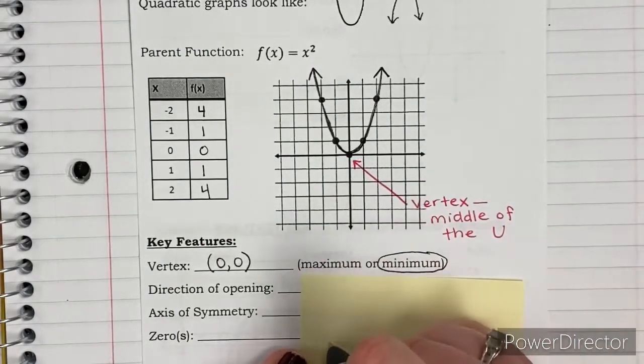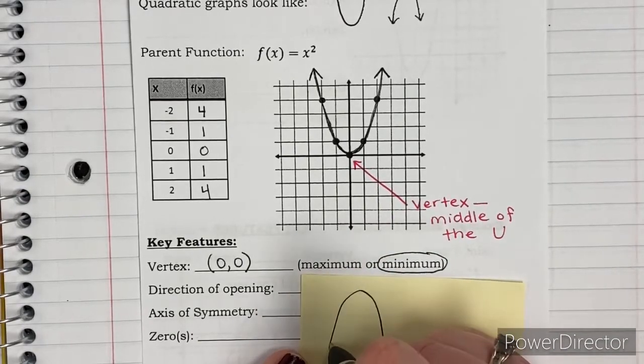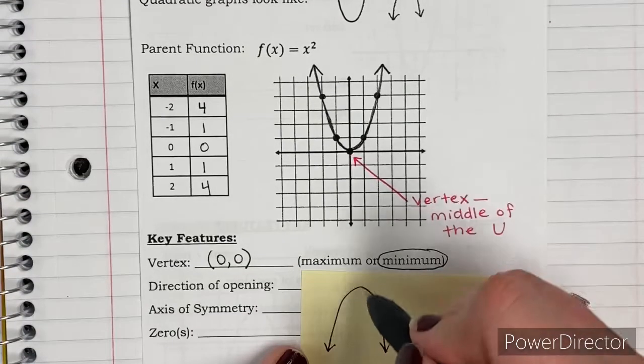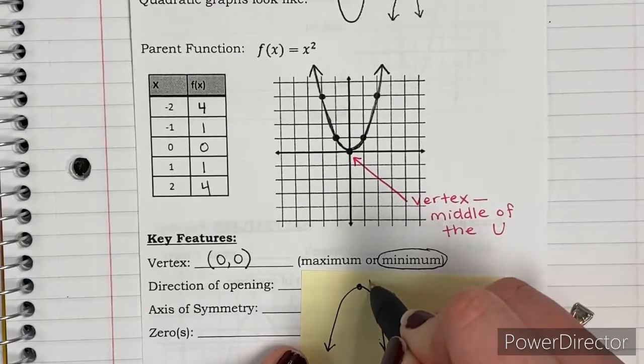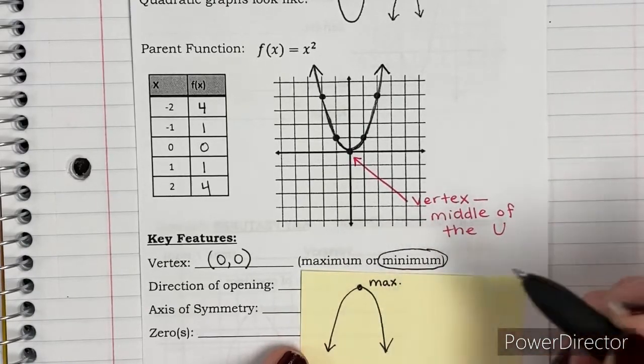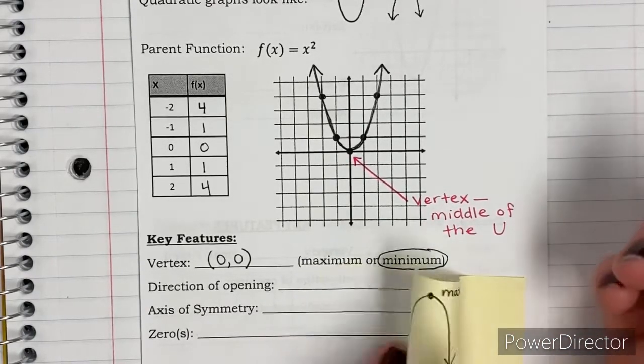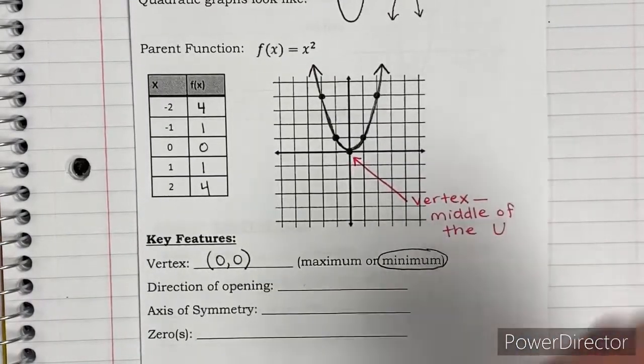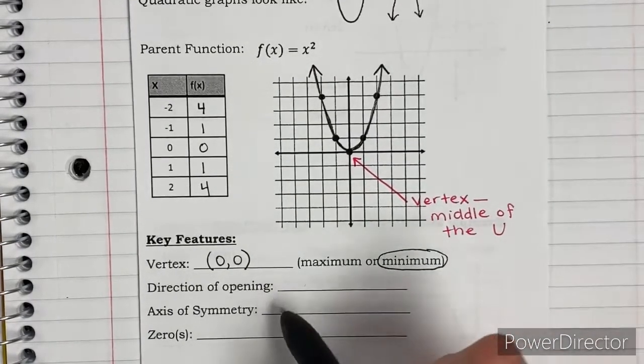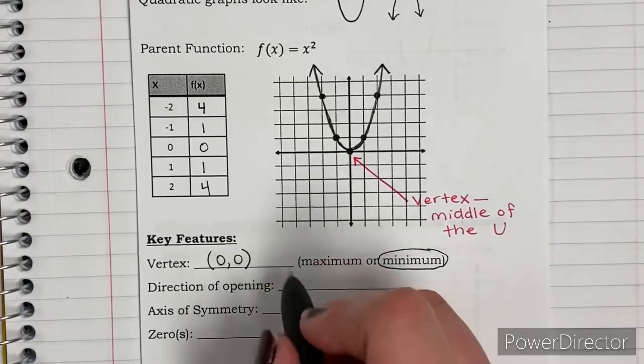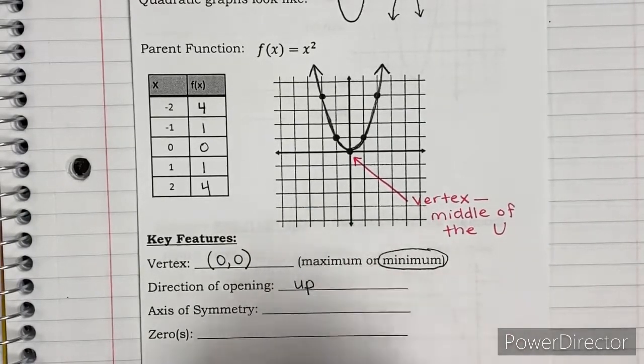Now, to be a maximum, remember, it's going to be upside down, because this vertex is like the top of the mountain, and that's the max height of that mountain. So just be careful. It depends on how it opens, which is actually our next question. The direction of opening is going to be up for this one.